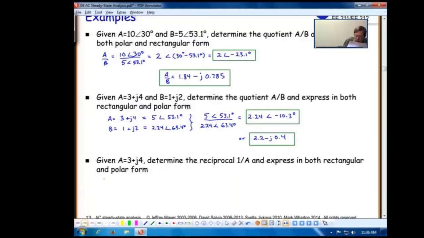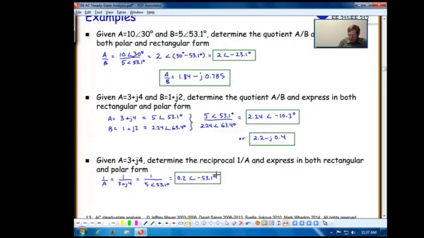Okay, so working this out, 1 over A is 1 over 3 plus j4. 3 plus j4 is equivalent to 5 at an angle of 53.1 degrees. And if I divide the magnitudes, I get 0.2. And if I subtract the angles, 0 minus 53.1 is negative 53.1 degrees. That gives me the answer in polar form.